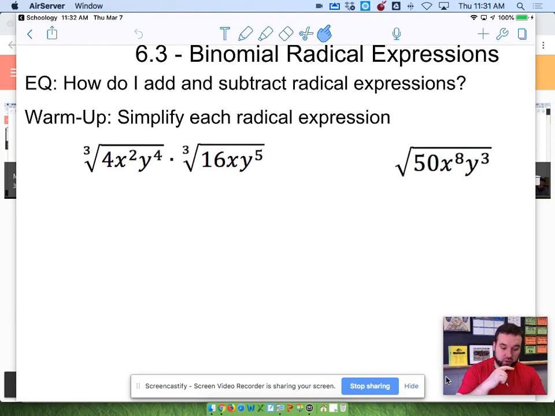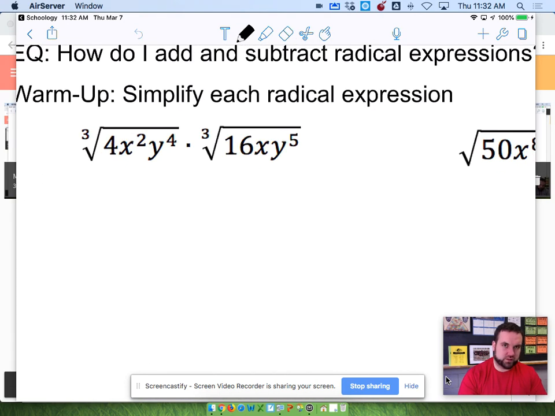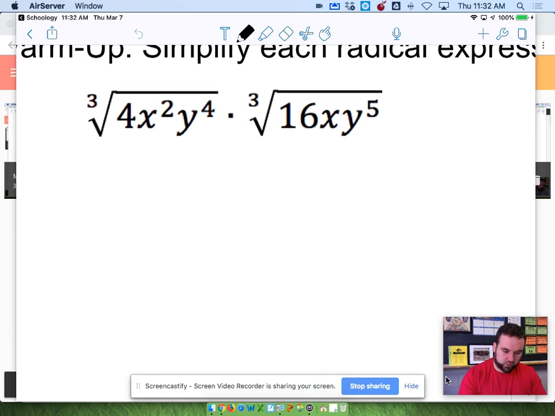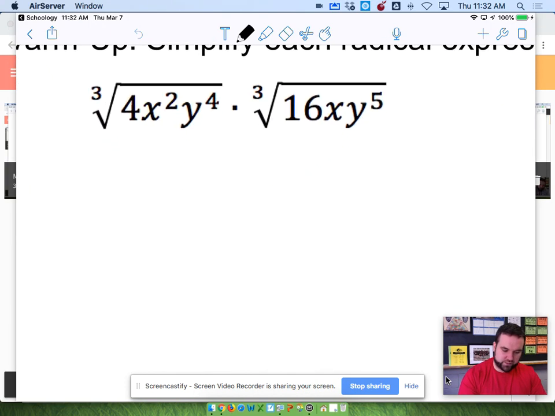Our EQ is how do I add and subtract. Yesterday's EQ was how do I multiply and divide. And today we're going to see what happens if you do addition or subtraction, which sounds easier, but it's a little bit more selective when it works. So as a warm-up, we're going to simplify each of these radical expressions.